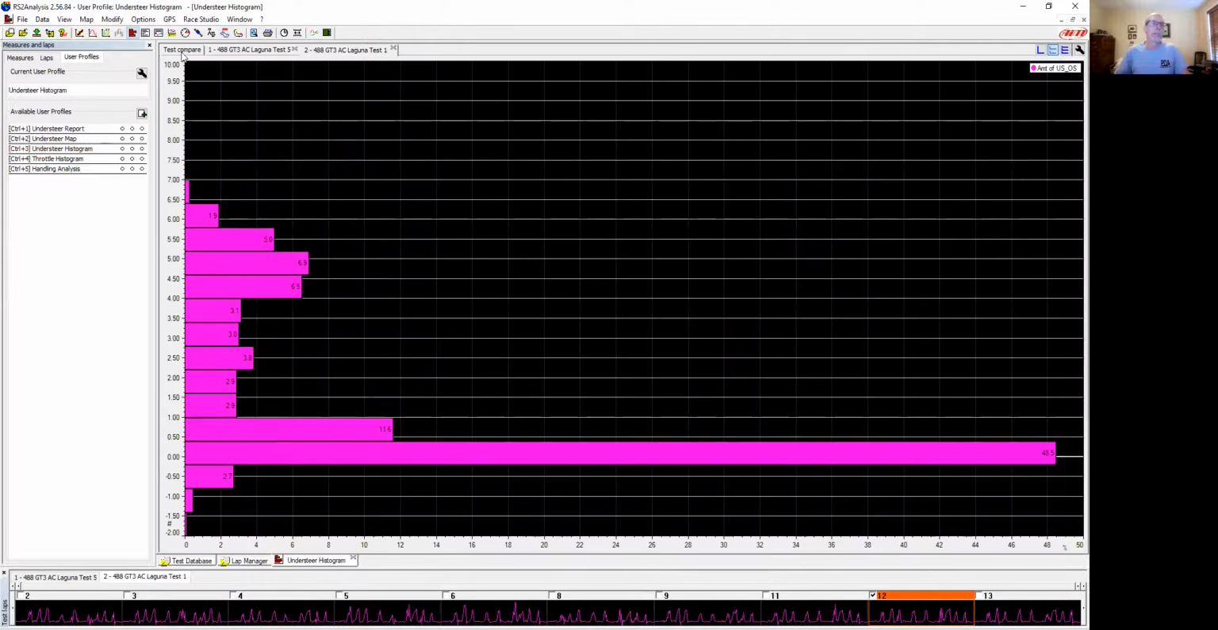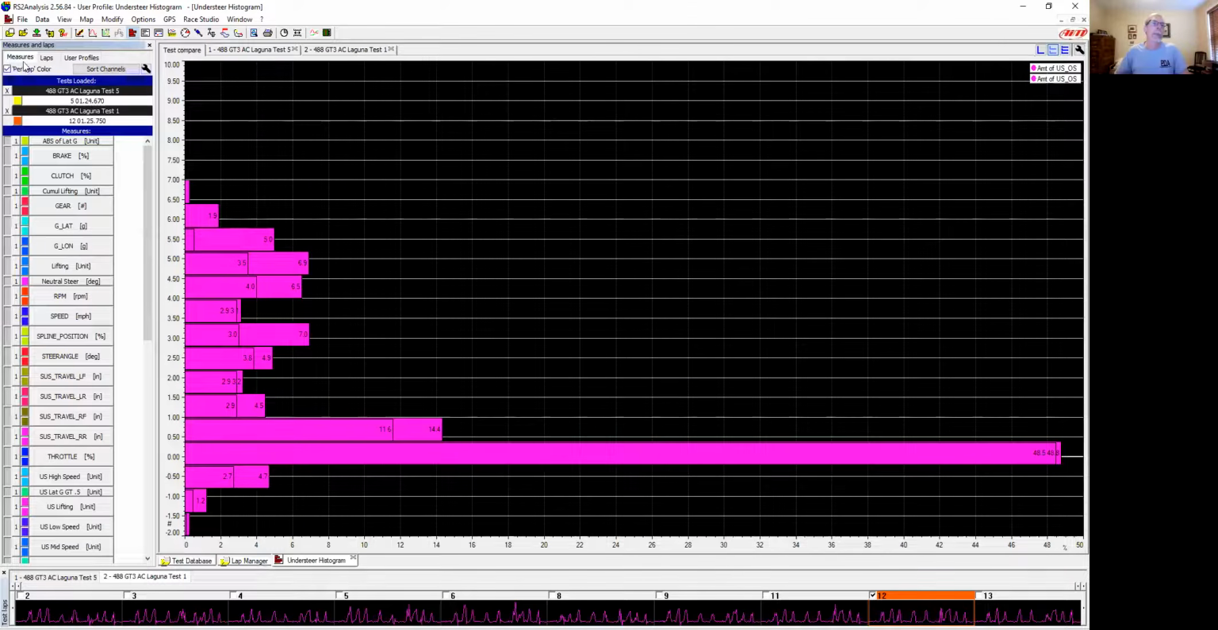Understeer histogram. So you can see we were getting up to 7 in the first test. Now we're just barely touching 6, and the percentages are lower too. So big difference there. So yeah, that's why I like looking at this histogram, because when you know where your problem areas lie, it's very easy to zero in on those.